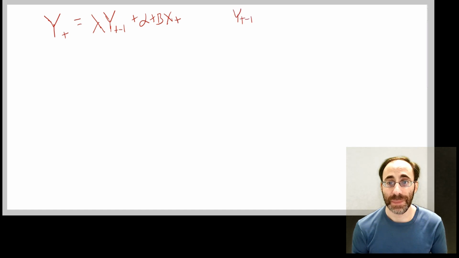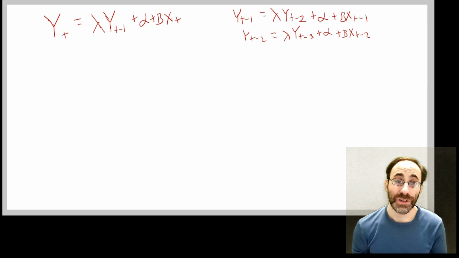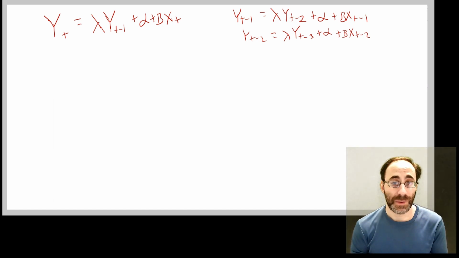So y of t minus 1, by just changing the subscripts in this equation, must be this. And y of t minus 2, similarly, will look like this. All I'm doing is moving back the time by 1 every time, and so on and so forth. So what does this leave you with? Well, if I want to, I can write this out, and first I get y of t equals alpha plus beta x sub t plus lambda, and I'm going to plug in this up here for y of t minus 1.